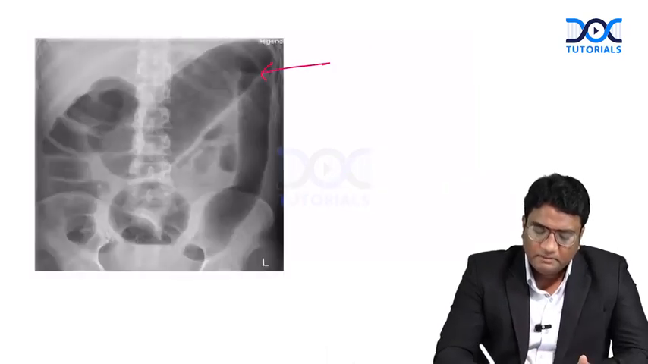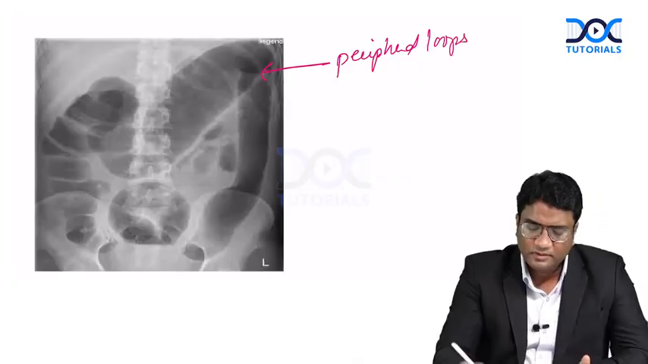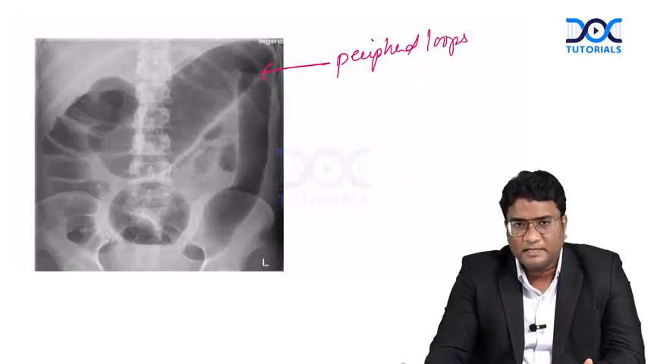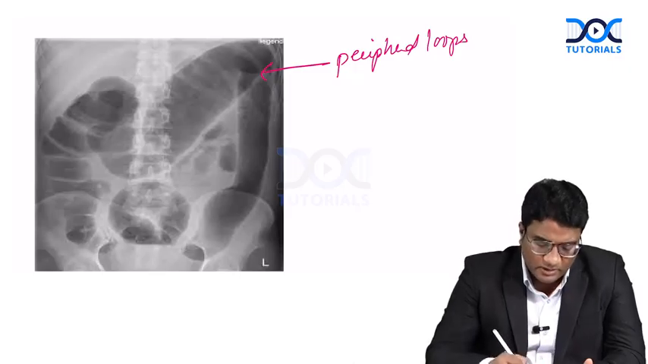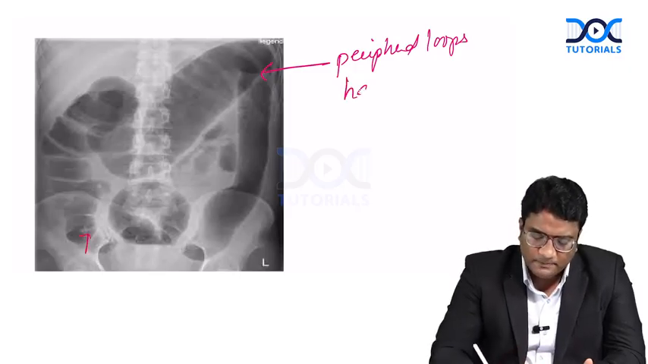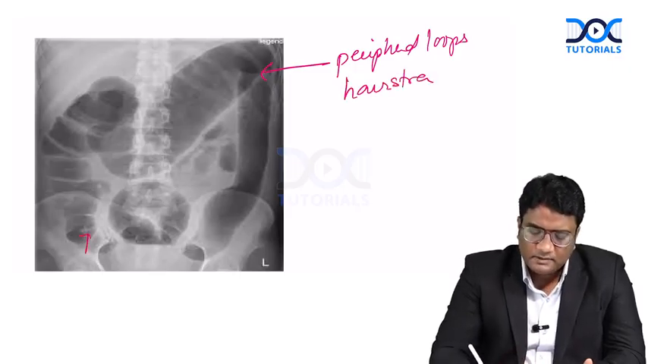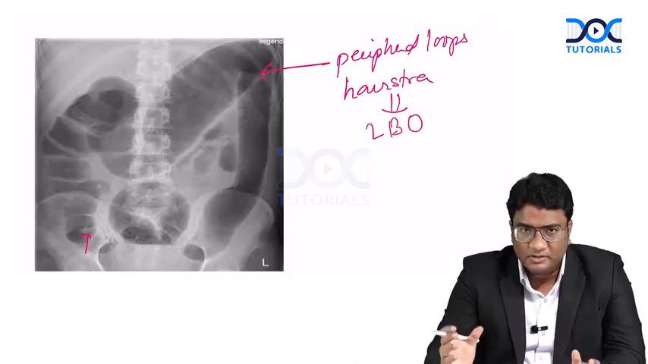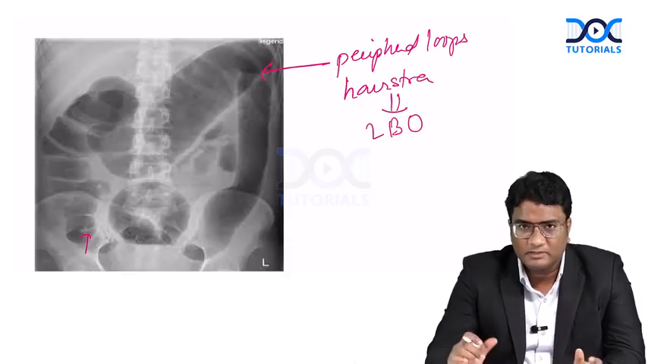But if you see distended peripheral loops, there is not much plica circularis. Instead, you see haustration, you see haustra. These indicate large bowel obstruction. So peripheral loops and the presence of haustration tell you this is large bowel obstruction.